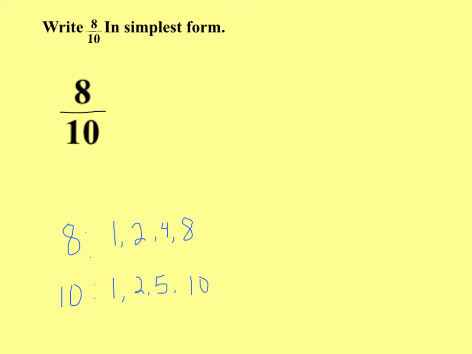So there's the 1, and there is a common factor, but I want the greatest common factor. And I can see that the greatest common factor that these two numbers share together is the number 2. So I'm going to divide my 8/10 by 2. I'm going to divide my 8 by 2 and my 10 by 2. And 8 divided by 2 is 4, and 10 divided by 2 is 5. So I can say that 8/10 is equivalent to 4/5, and 8/10, the simplest form, is 4/5.